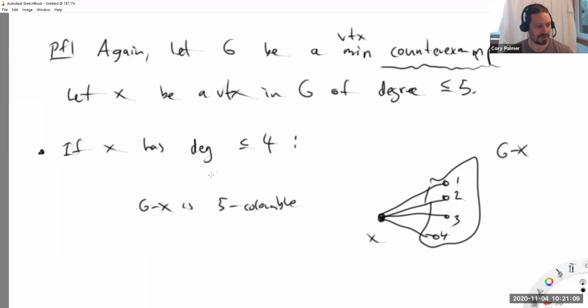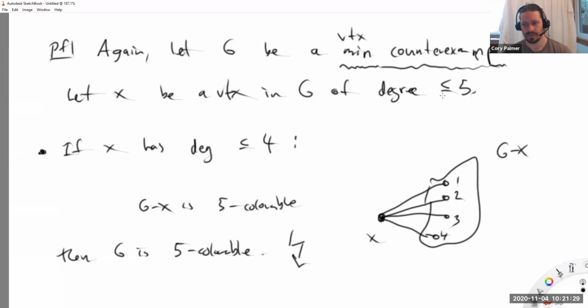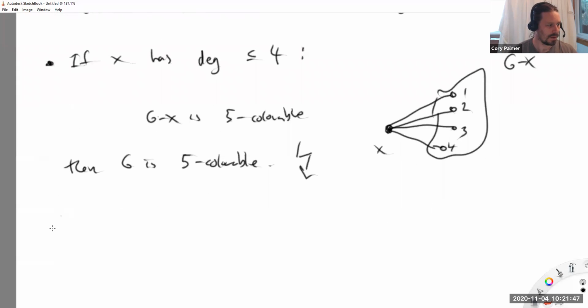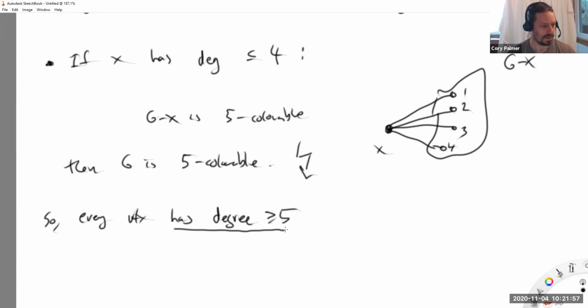So in this case, if X is degree at most 4, then G is 5 colorable, which is actually a contradiction. Okay, it actually contradicts this fact here. So what does this tell us about a minimal counterexample? It has a vertex of degree at most 5, and what else? Yeah, Ethan, go ahead. Yeah, every vertex has degree at least 5. Yeah, exactly. Every vertex has degree at least 5. That's what we can conclude.